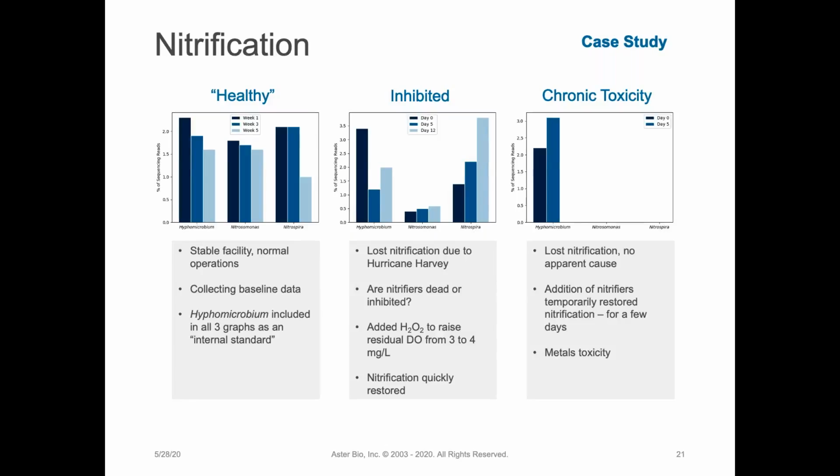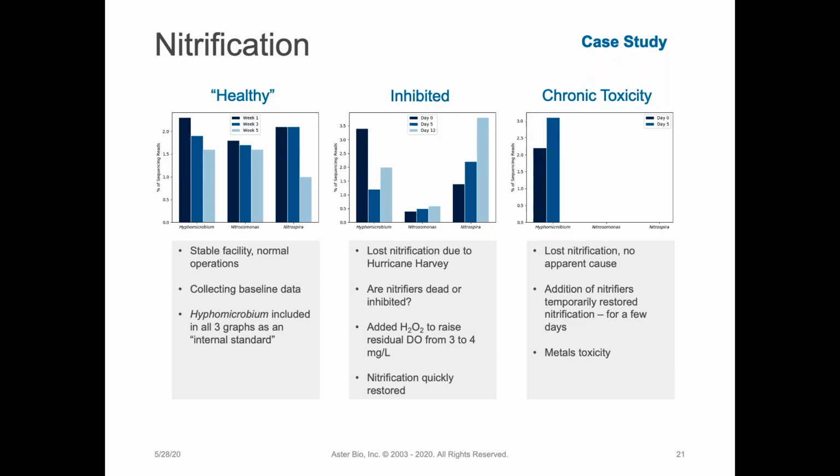As an example, here's a case study from three different plants. On the left is a healthy chemical plant where nitrification is at typical levels. In this example, we're showing Nitrosomonas as the ammonia oxidizing bacteria, and Nitrospira as the nitrite oxidizing bacteria. Hyphomicrobium is included because it's commonly found in most systems, and it's present at a pretty consistent level.